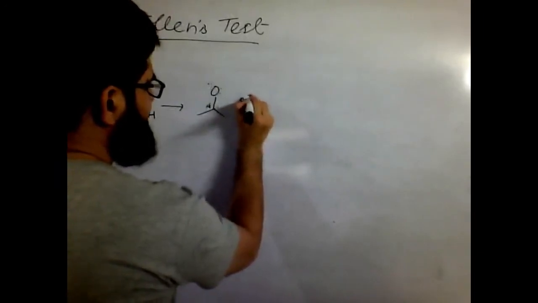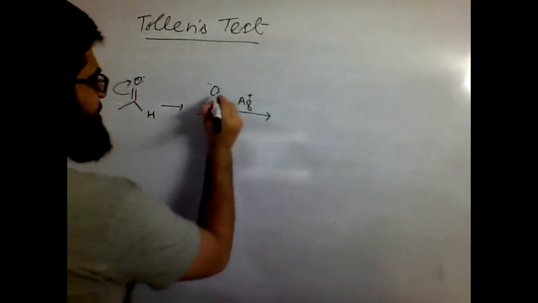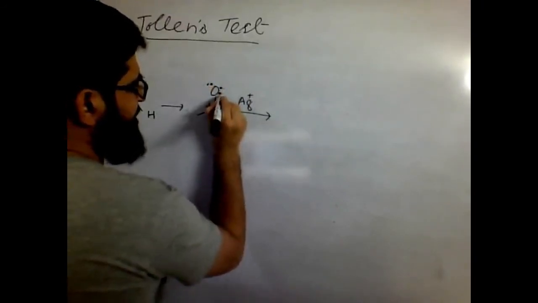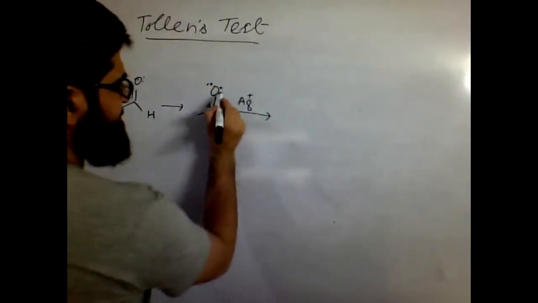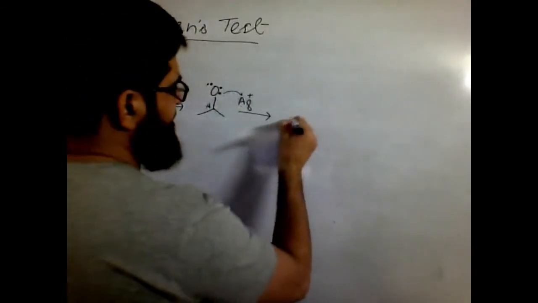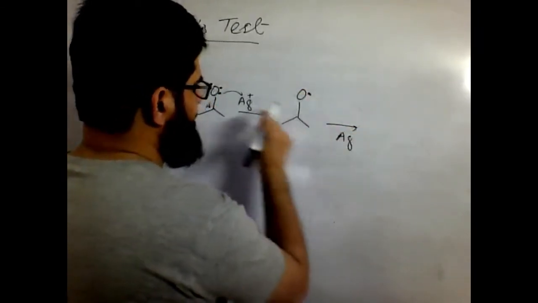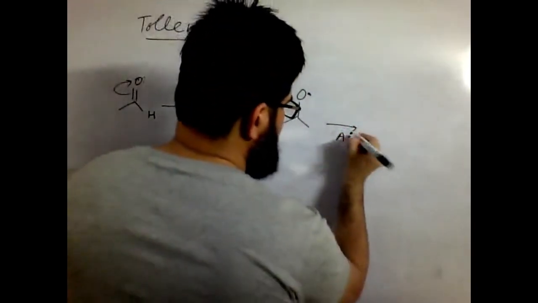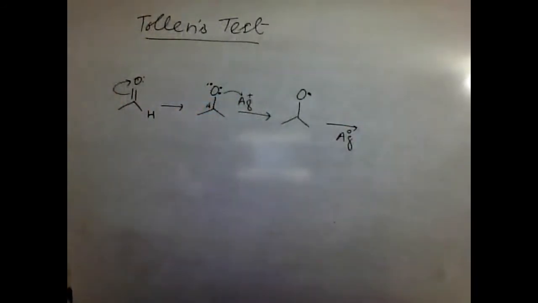Ag positive, which needs an electron, comes closer to the carbonyl oxygen. So one of the electrons which has jumped from the carbon to the oxygen is given away to the silver. As soon as silver receives the electron, the positive charge will disappear. It will become Ag0, meaning it got reduced.